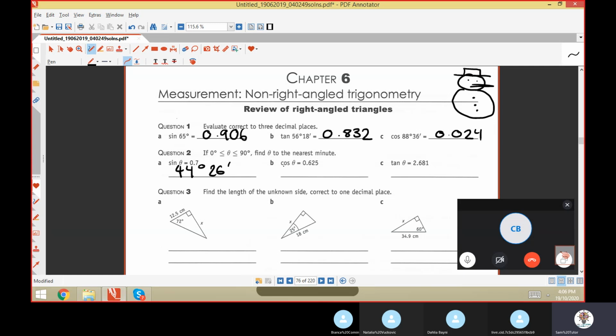Sine theta, the regular one. Yeah, sine inverse. Shift sine. Sine theta: you have to isolate theta by sine inversing. Sine inverse 0.7, and then you press the bubble button to convert it to degrees.